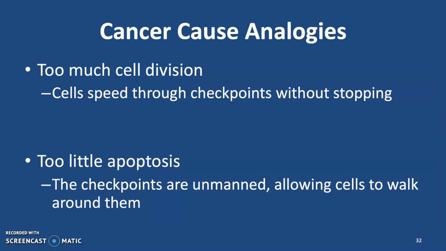And so we can look at this as analogies. Too much cell division would be like cells speeding through all of those cell cycle checkpoints without stopping. Too little apoptosis is basically like nobody's watching the checkpoints, and so the cells can just kind of walk right around them. Okay, so we've looked at the 2 sides of what you need to cause cancer.